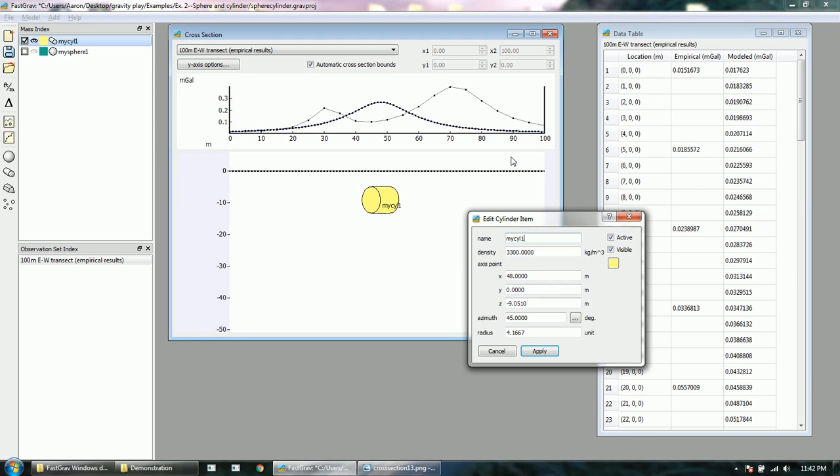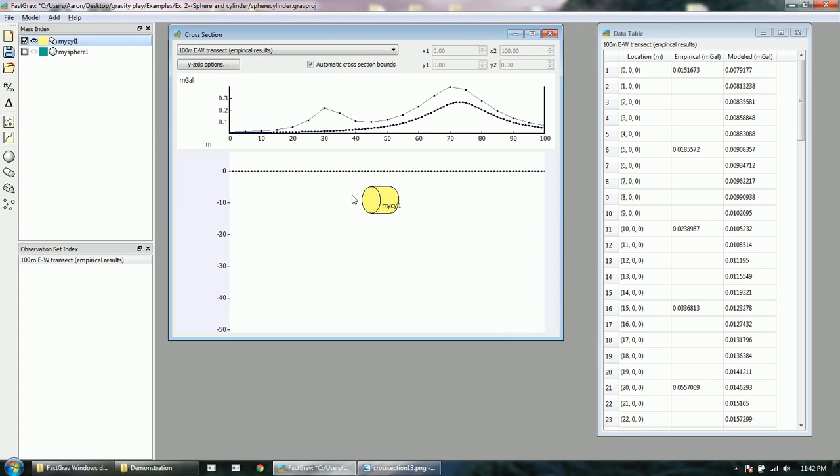So with that in mind, let's change our cylinder's y coordinate from 0 right under the transect to negative 25, or 25 meters towards us out of the screen. Since the cylinder is sort of pointed that way, we would expect to see our anomaly curve move some distance to the right. So from here over here.